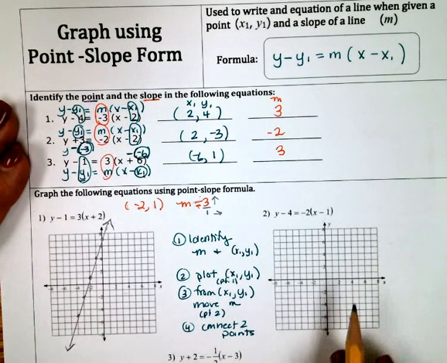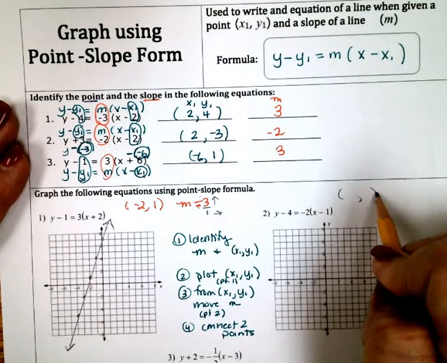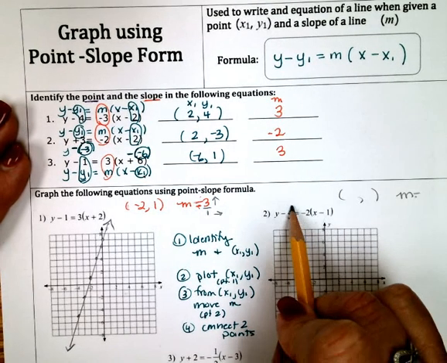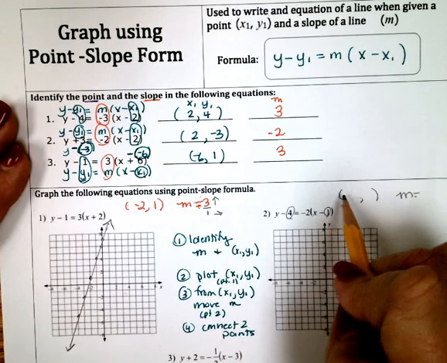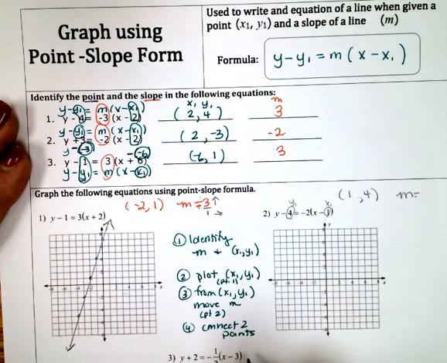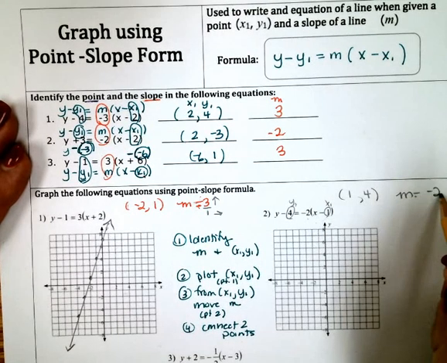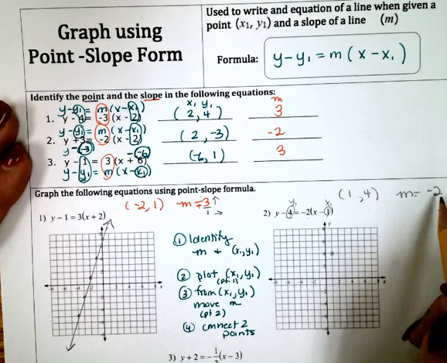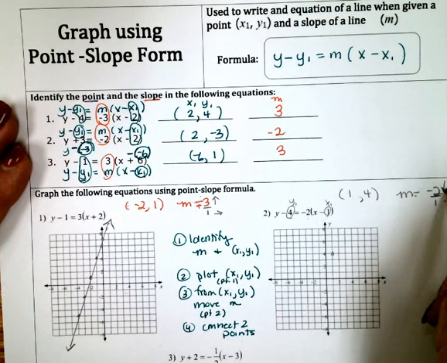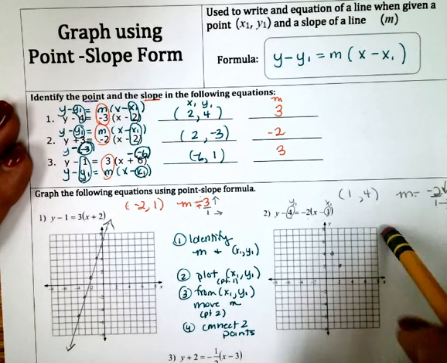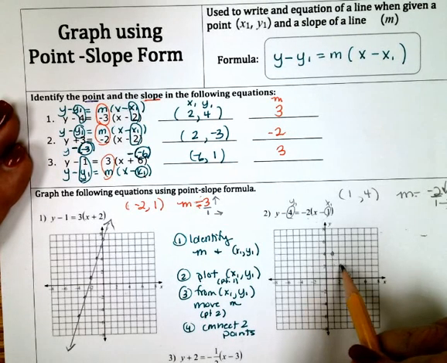Okay, on number 2, I'm going to identify my ordered pair and identify my slope. So my ordered pair, I have 4 and 1. Remember, he's my x and he's my y. So (1, 4). My slope is right there, and it is -2. So I'm going to plot my ordered pair, 1, 4. I'm going to move my slope. This means I'm going to go down 2 and right 1. Down 2, right 1.